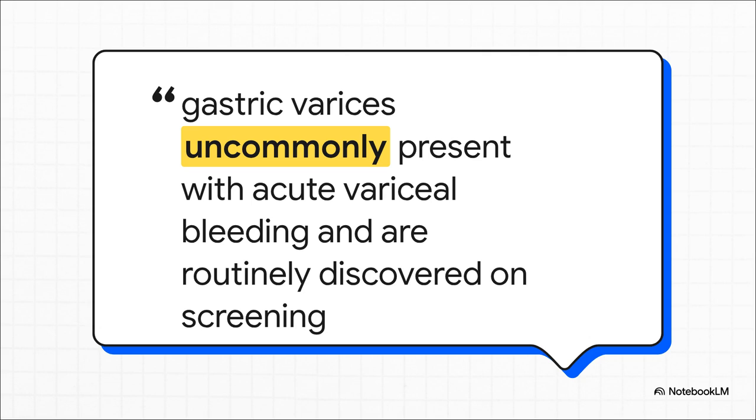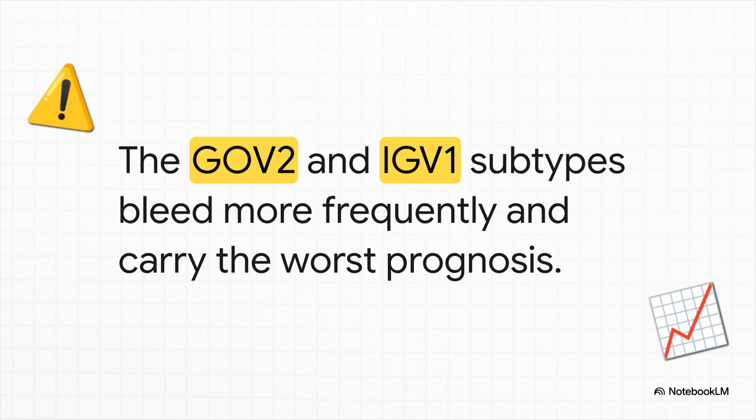But here's a really interesting clinical pearl. It's almost a paradox. Unlike their esophageal cousins, gastric varices often don't show up with a bleed. A lot of the time, they're just found by chance during a screening endoscopy. The takeaway here is that while they might bleed less often, when they do decide to go, it is an absolute catastrophe. So which ones are the real troublemakers? The evidence is crystal clear.